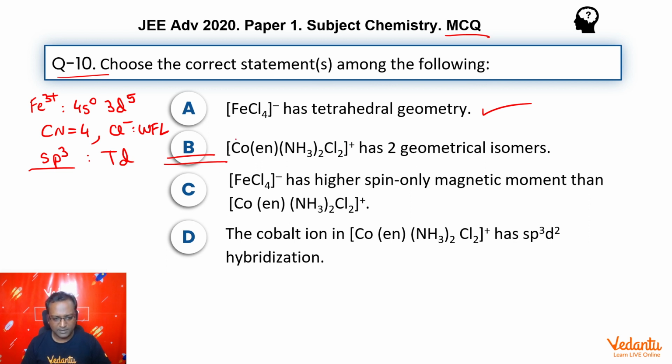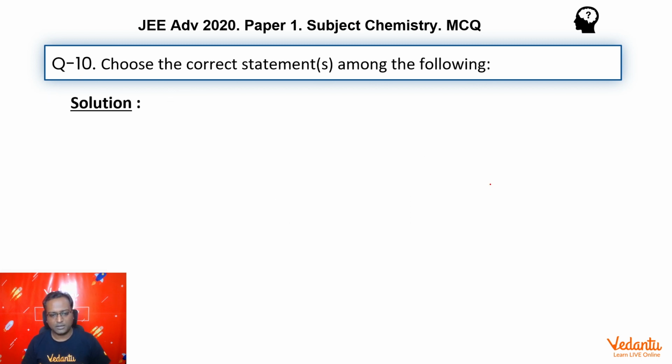In option B, he says that en, ethylene diamine, is a bidentate ligand, NH3, ammonia, is a monodentate ligand, and chlorine is a monodentate ligand. He says that this compound has two geometrical isomers. So let me take it on the next page to draw. So we are talking about M(AA)B2C2 having two geometrical isomers. So let's try and draw.